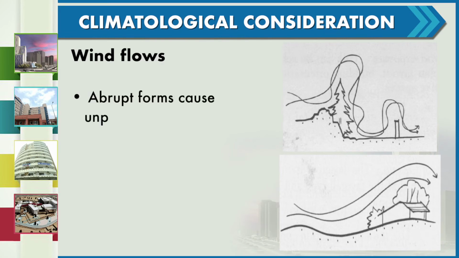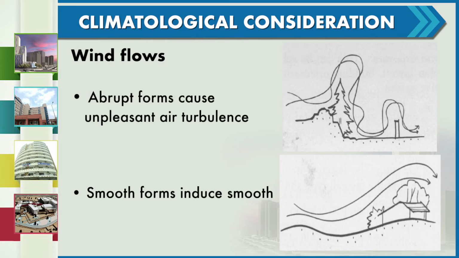Now coming to the wind flows. As you can see on the screen, abrupt forms cause unpleasant air turbulence. Smooth forms induce smooth flow of air. In this slide, you can see the orientation of a building and the impact on air based on their form and angle. Please refer to the reference material that we are providing for further details.